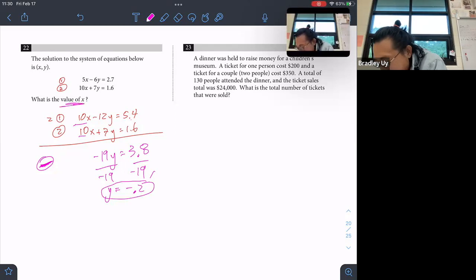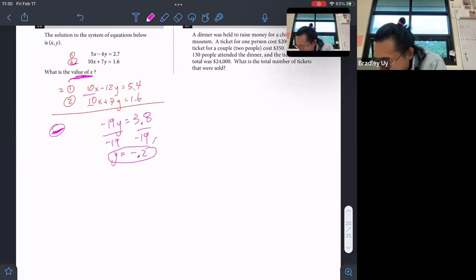However, I can't stop there because it wants us to find the x. So at this point, I'm going to choose what I think is the easier equation. I think the easier equation is 2, but it does not matter. You could plug it into either. So here's my equation 2. I'm going to plug this value of y into equation 2 and solve for x, because that's what I really want. I want x. So 10x minus 1.4 equals 1.6.